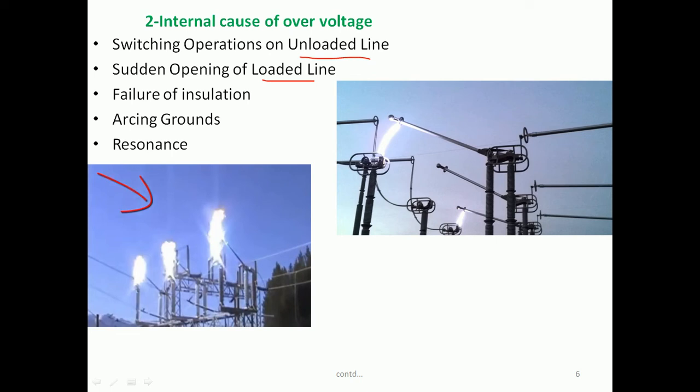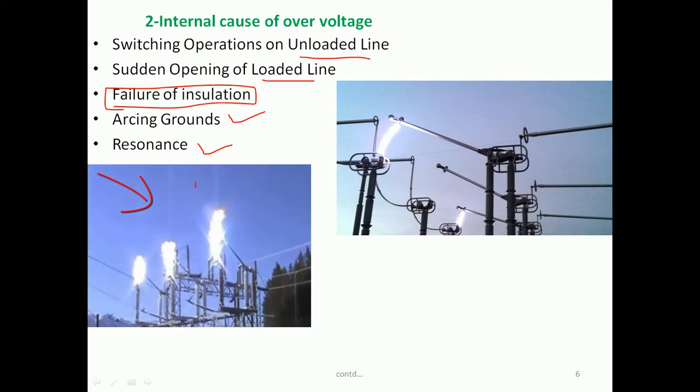Then failure of insulation is the major cause. We already know we have several classes of insulation, A, B, C, D and so on. We want to control insulation failure, and in our power system we always calculate the value of current just to minimize the insulation failure of the system. Other causes are arcing grounds and resonance due to several harmonics present in a power system.